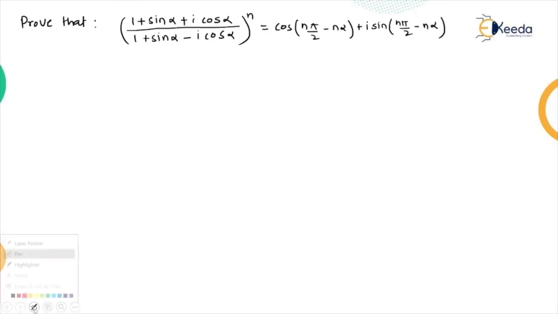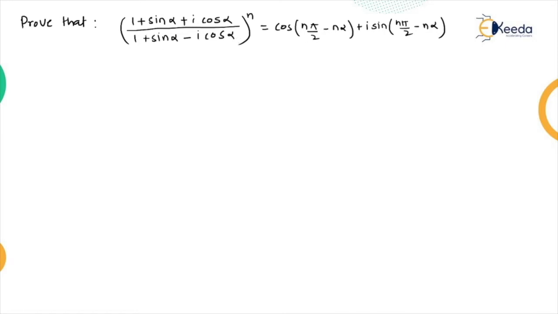So we have to prove that (1 + sin alpha + i cos alpha) divided by (1 + sin alpha − i cos alpha), this complex number in brackets to the power n, can be written as cos(nπ/2 − nα) + i sin(nπ/2 − nα). That is the given example. We have to prove that LHS is equal to RHS.